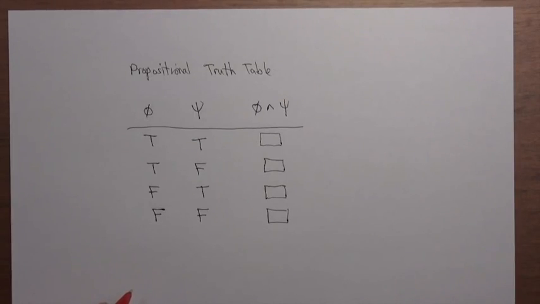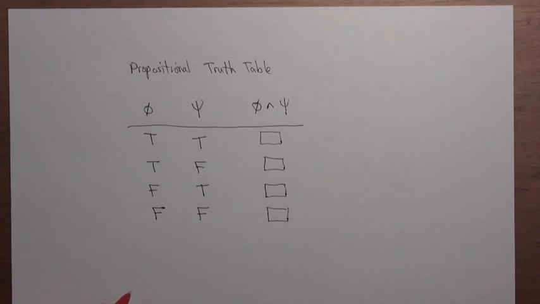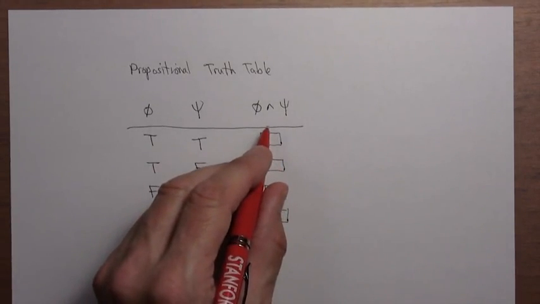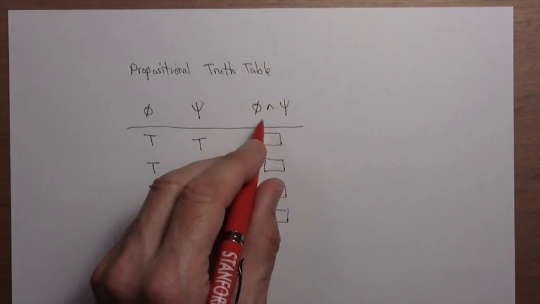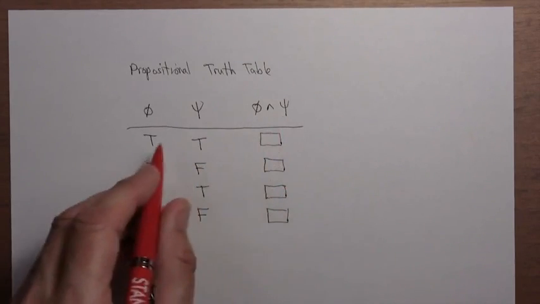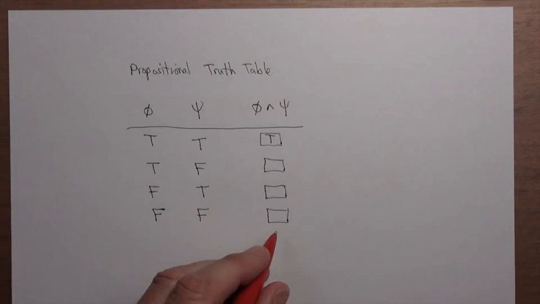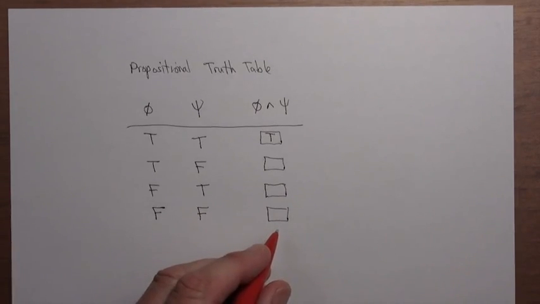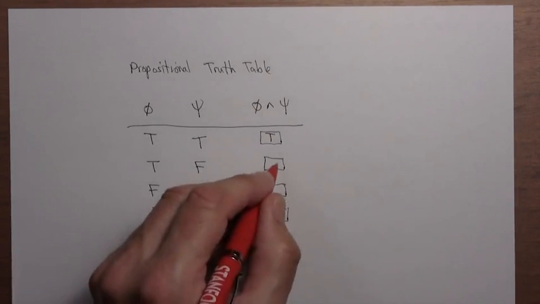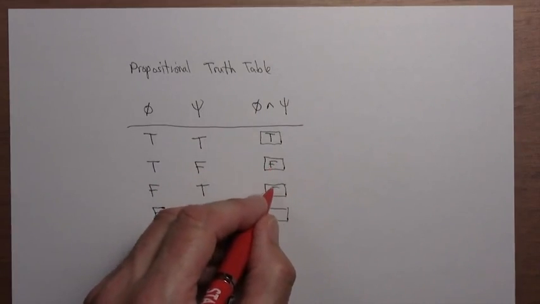Why don't you see if you can fill in T or F in each of those 4 boxes to represent the definition of phi and psi that we've given. According to the definition, phi and psi is going to be true whenever phi is true and psi is true. That's the first row, so there's a T going to go here. But that's the only condition under which phi and psi is true. In all other circumstances, it's false. So the entries for these are all F.